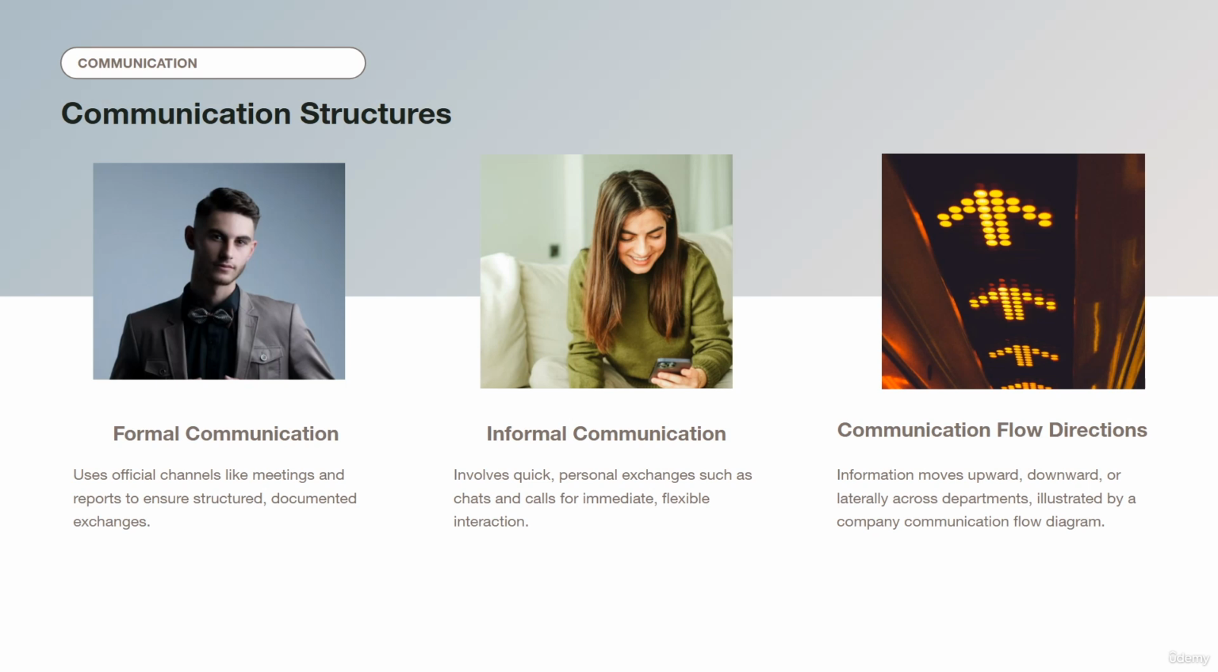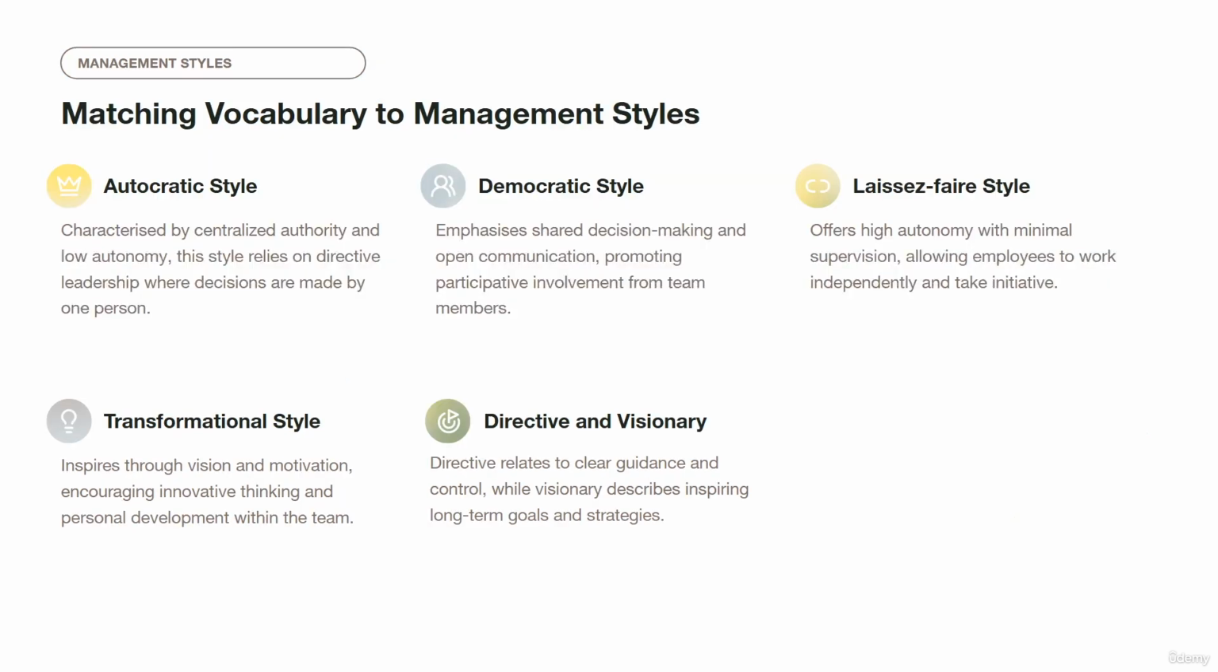In terms of formal communication versus informal communication, it depends again very much on circumstances which of these is the more desirable. As a general rule, the bigger the business, the more formal communication will be necessary. Again, we can link this back to concepts that we saw in a different tutorial, which is different management styles. So we have the autocratic style, which is characterized by centralized authority and low autonomy for workers. This style relies on direct leadership, where decisions are made by one person.